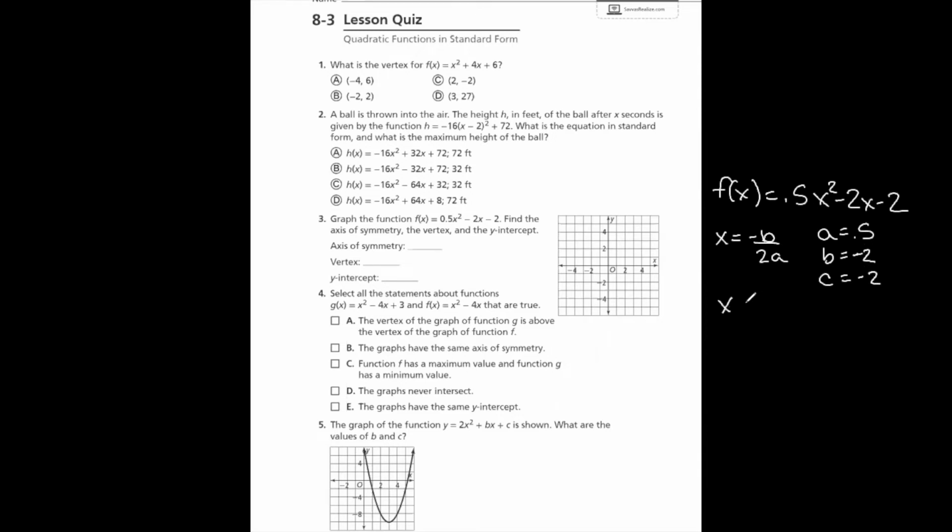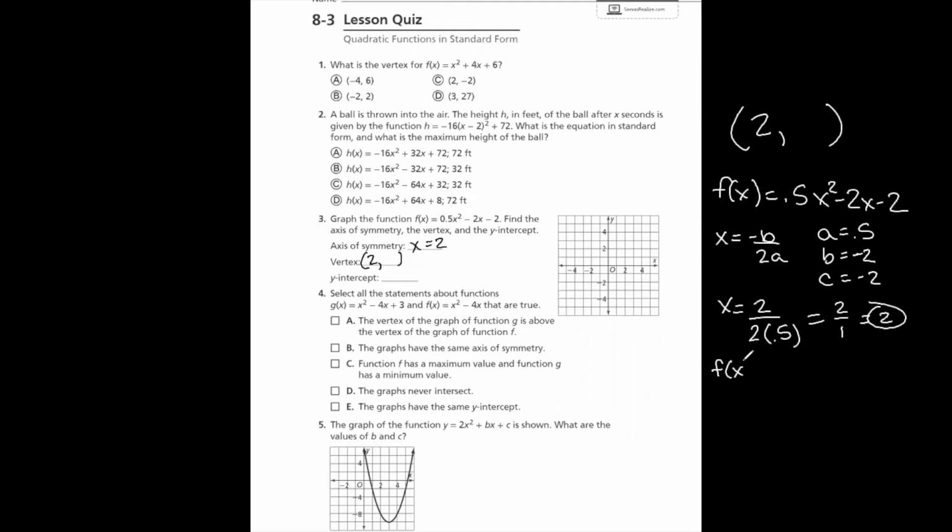So when I plug this in, x equals the opposite of b, which would be 2. And then on the bottom, 2a would be 2 times 0.5. Well, 2 times 0.5 would be 1. So it's 2 over 1, or just 2, as my x value. So my axis of symmetry is going to be x equals 2. And let me write that down. So x equals 2. And I know half of my vertex is going to be 2. We're just going to have to find the other half by plugging it in.